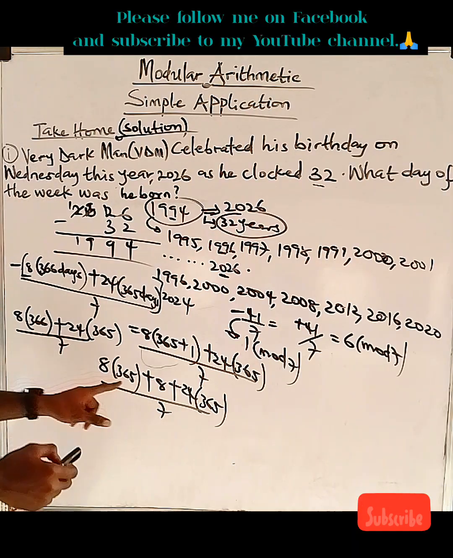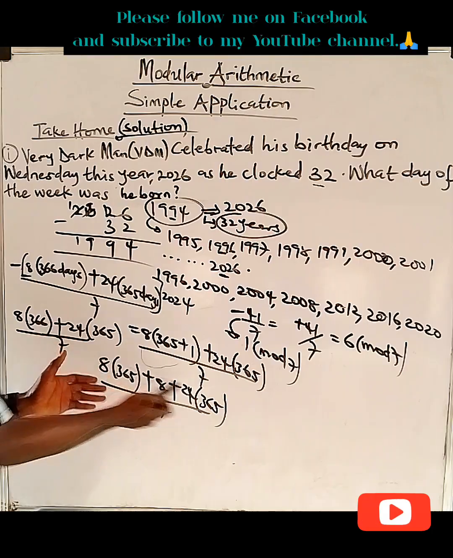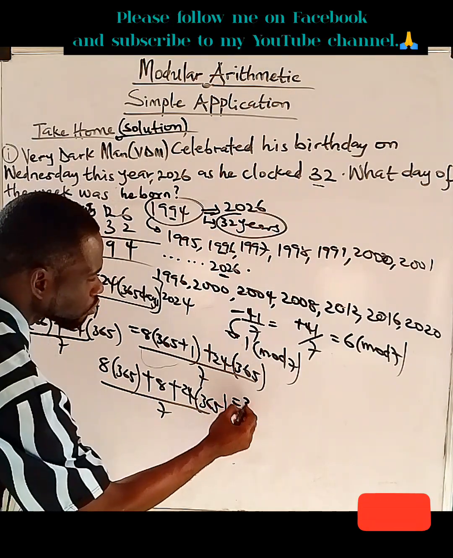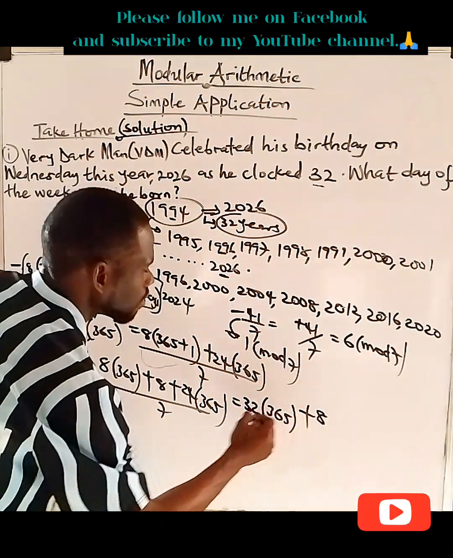So what do we have? We have 8 times 365, then plus 24 times 365. We're going to bring them together. So 8 plus 24 will give us 32. 32 times 365 plus 8, over 7.